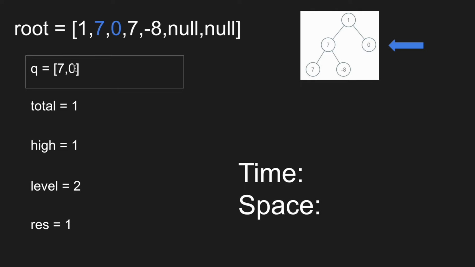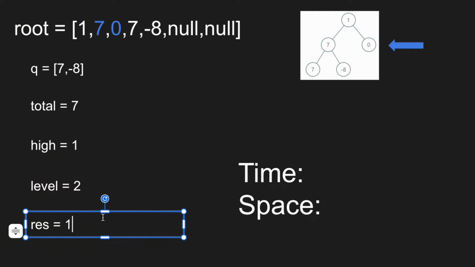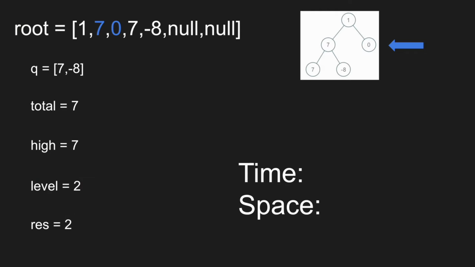We have 7 and 0. We will pop these two and get the values, so the total will be 7, and 7 has these two nodes on its left and its right, so we will need to add them to the queue. 0 does not have any, so we just need to pop it and add 0 to total. So now the total is 7, and we have these as our new queue, and total is also higher than high, so we update high to 7, and since we have a new high, the new result would be level 2. Now we can move on to the last level.